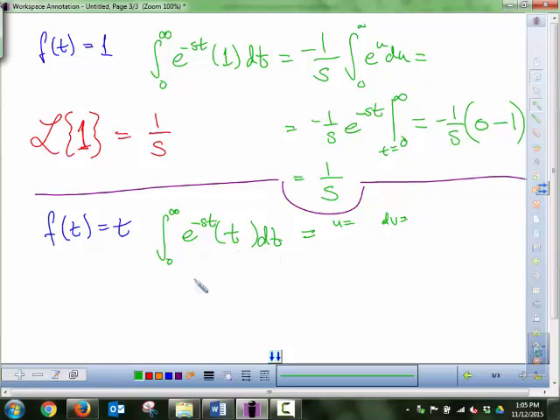The u is something that you would take the derivative and hopefully over time it'll disappear. So du looks like it's going to be equal to dt. And then now our dv would be the rest of it, which is e to the negative st dt. And the antiderivative of that gives us our v, which is negative 1 over s e to the negative st if you do a u substitution.